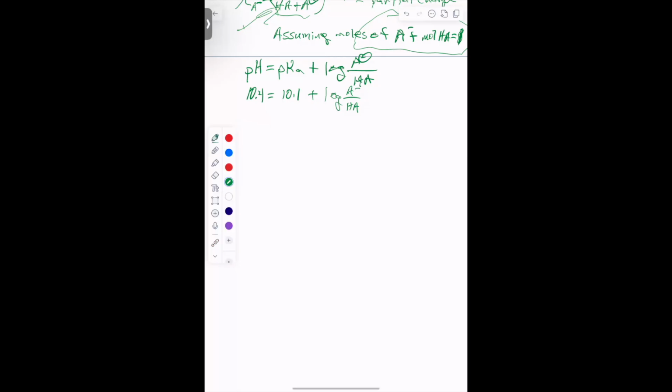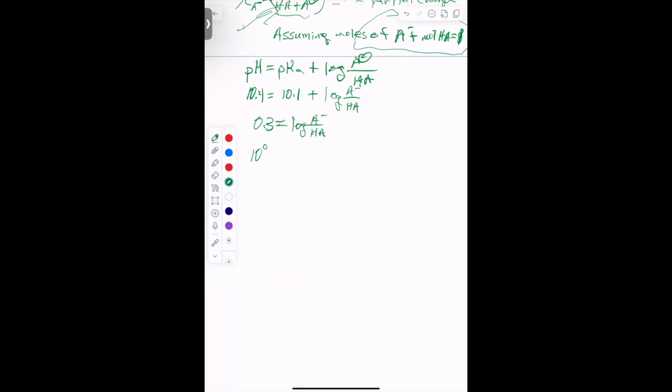So then I can go ahead and begin the process. 0.3 is equal to log A minus over HA. And then, whoops, I accidentally erased everything. A minus over HA. Then take 10 to both sides. I get 10 to the third. 10, sorry, that's not what I meant to do.